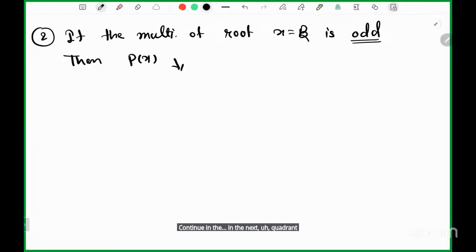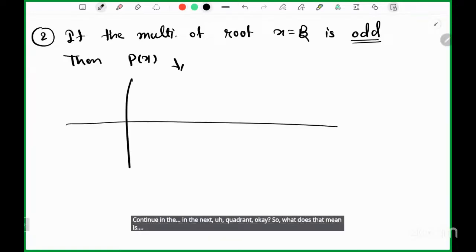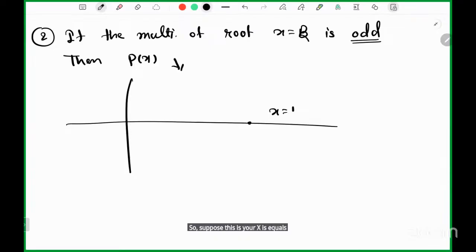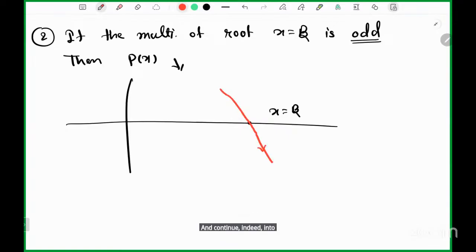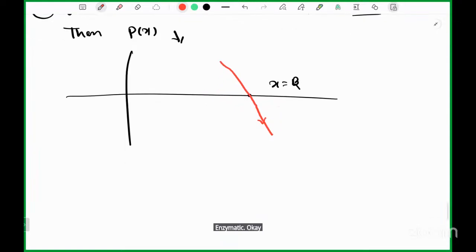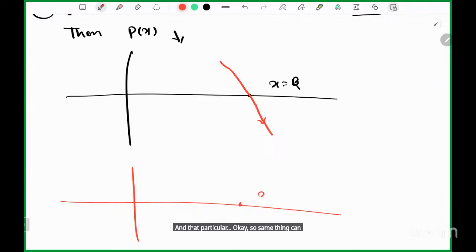So suppose this is your x equals beta. If p of x is coming from this direction, then at x equals beta it will intersect the x-axis and continue in the same direction. It won't change its direction. It's kind of like straight line behavior at that particular point. The same thing can happen the other way around: it can come from this direction and continue into the next quadrant.